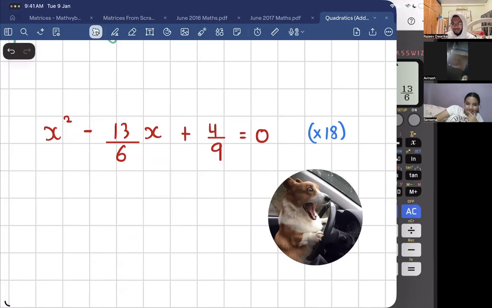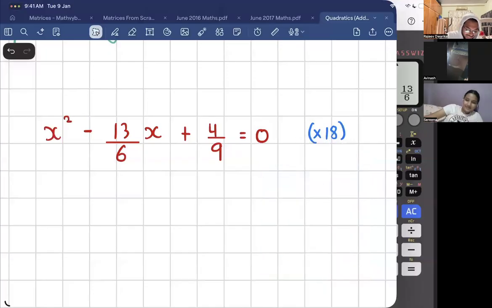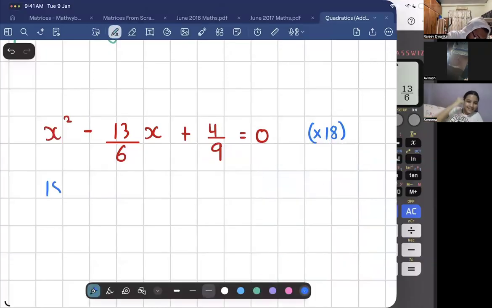Again, the x squared. Tell me, I said x squared. 18x squared. Oh, I didn't hear that part. Sorry. So 18x squared, minus 39x.